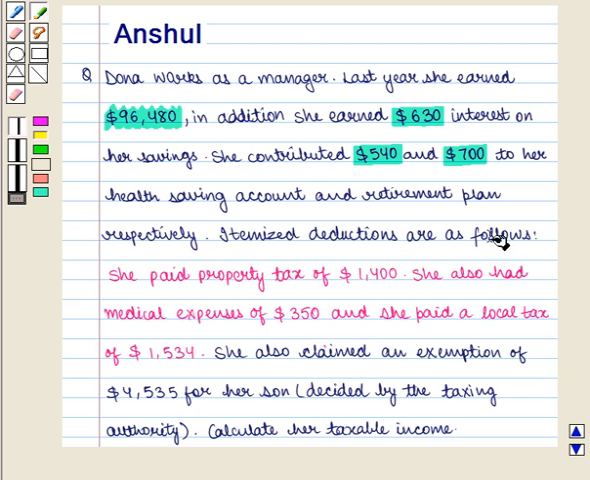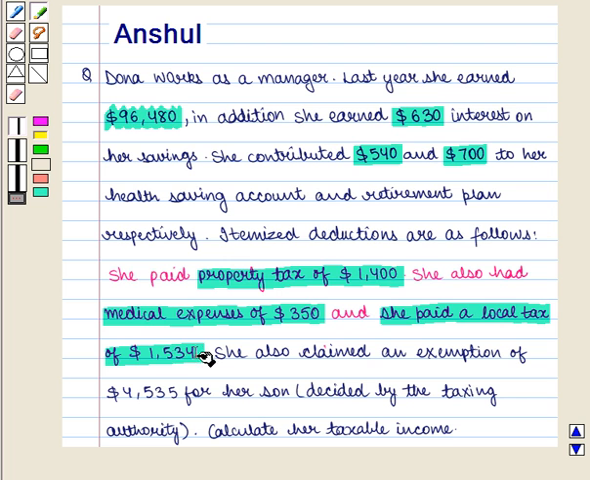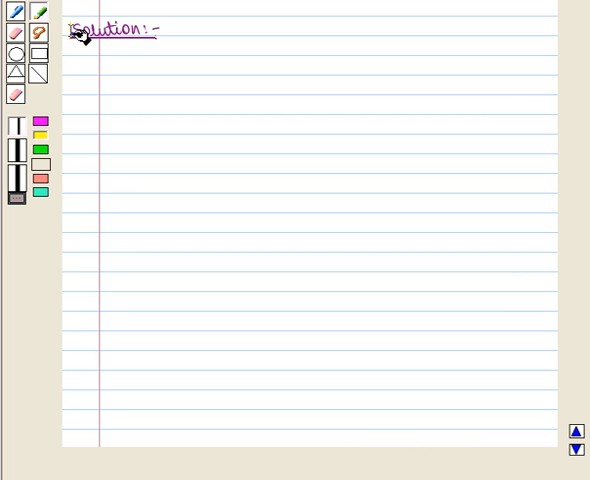Itemized deductions are as follows. She paid property tax of $1,400. She also had medical expenses of $350 and she paid a local tax of $1,534. She also claimed an exemption of $4,535 for her son, decided by the taxing authority. Calculate her taxable income. Now let us start with the solution of the given question.